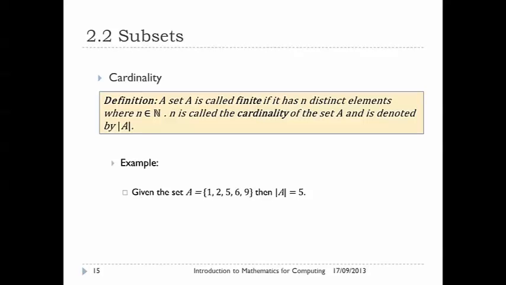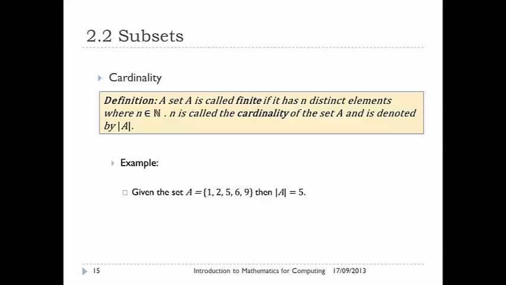Let's take a definition. A set A is called finite if it has n distinct elements where n is some natural number. So what this means is that we can actually count all of the elements in the set, and we'll actually reach a point where we've exhausted all of the elements in the set. So n is called the cardinality of the set and is denoted by the set name with 2 bars surrounding it.